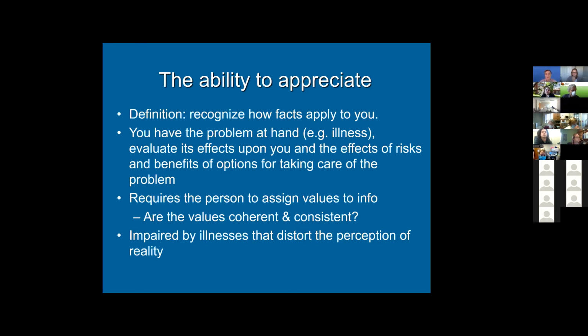And you're exactly right. Having said that, though, of all the decisional abilities, the one that's uniquely and distinctly impaired by dementia, I think, is the ability to appreciate. And I'll talk more about that. So this ability describes your ability to recognize how facts apply to you. And so there are different, if you will, subtypes of appreciation. Do you appreciate your disorder, your illness? Do you appreciate your prognosis, and do you appreciate the benefits and the risks of options?